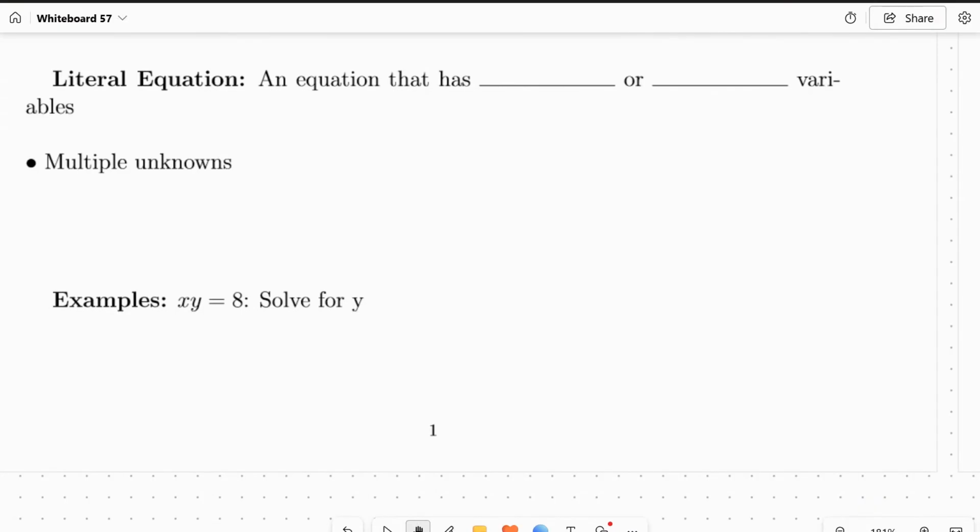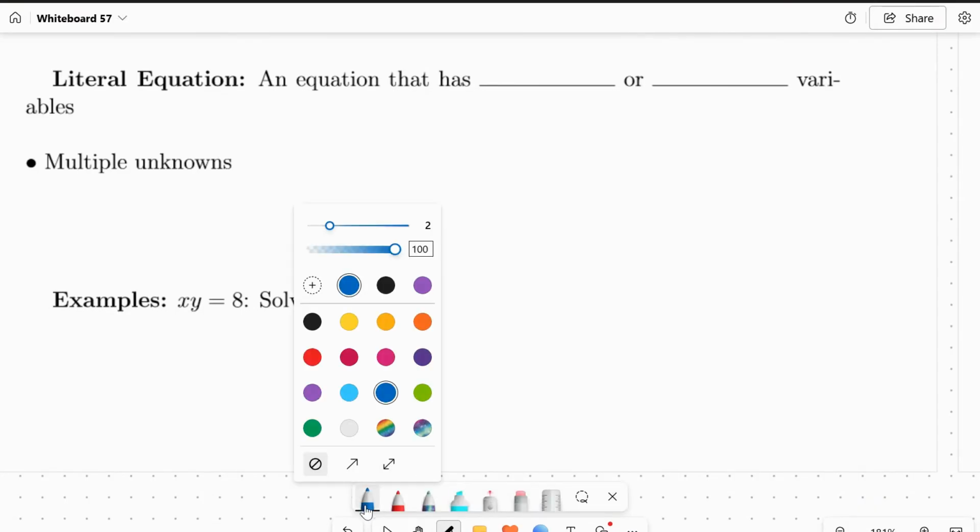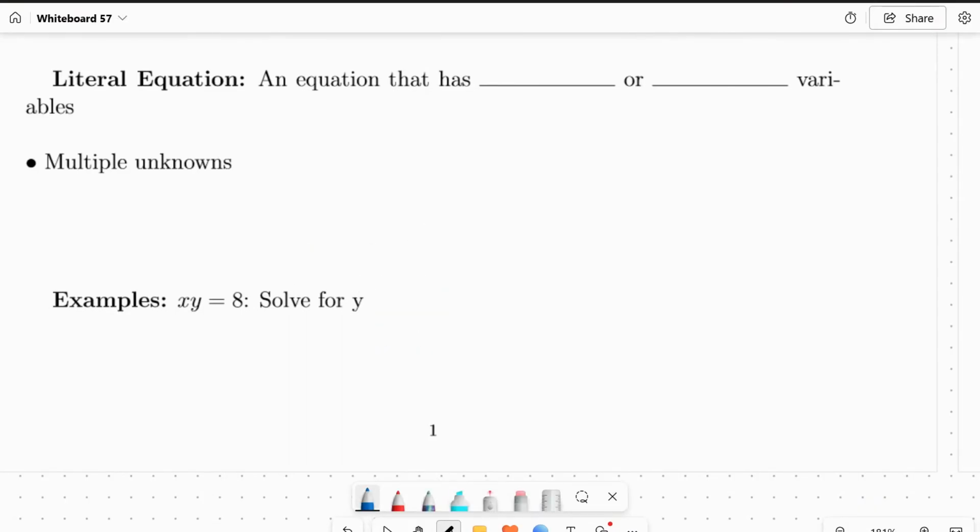The main focus of today's lesson is literal equations. Literal equations are equations that have two or more variables. That means we'll have multiple unknowns. For example, a literal equation could be xy equals x times y. This is a literal equation because we don't know the values for both of our variables, x and y.